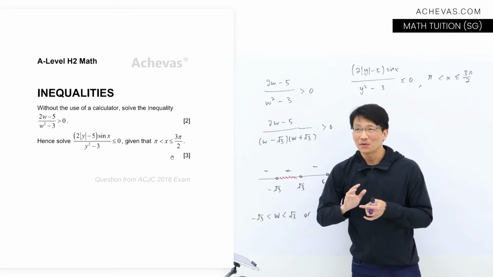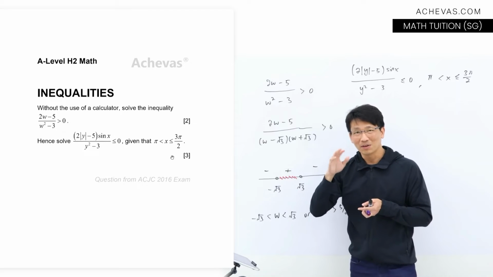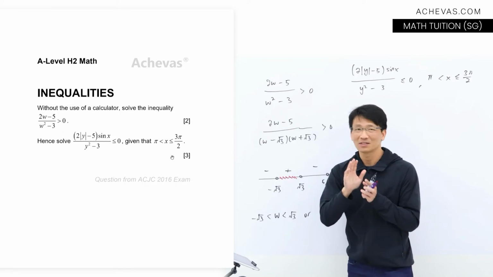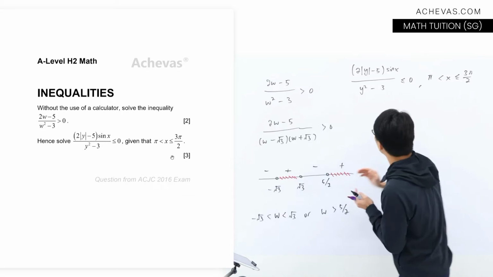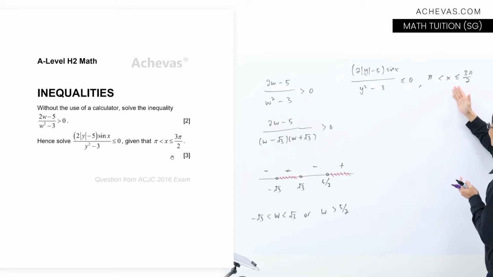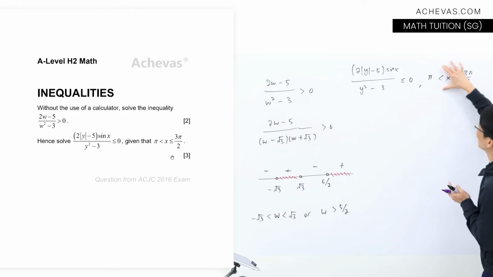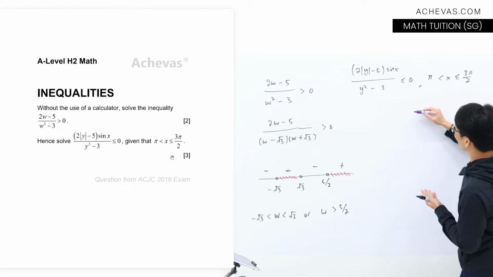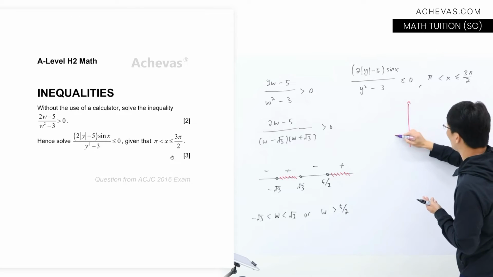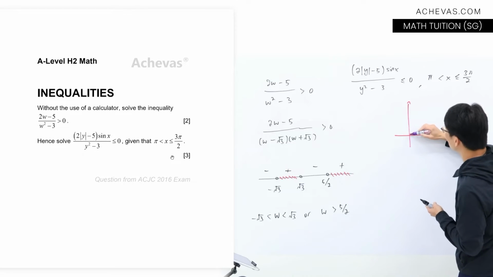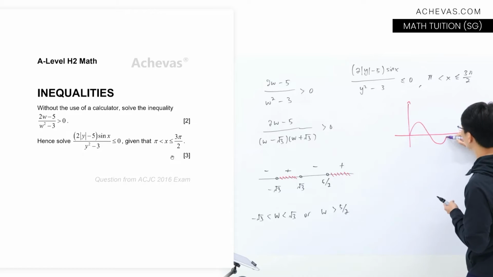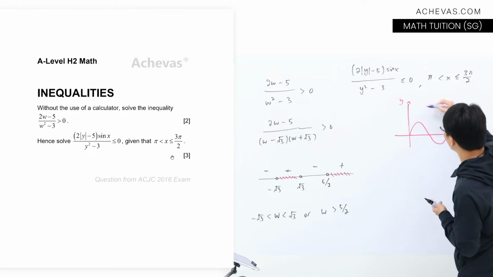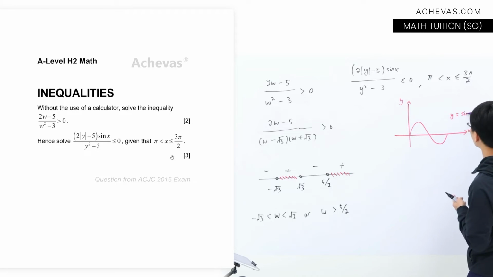But if you pause for a moment and think a bit more, actually this sin x is not really a big issue, because they have provided us with a range here. And there's a reason why they provide us with this range. Let's draw a quick sketch of the function of sin x to have a clearer visualization. This is a sine graph, y equal to sin x.